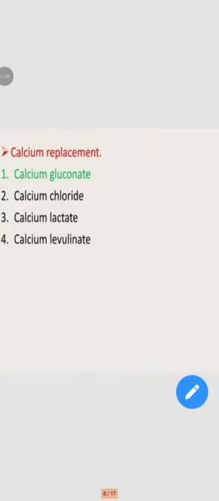Then the second method, calcium replacement. Calcium replacement methods are used as solutions. First one is calcium gluconate. Second one is calcium chloride. Third one is calcium lactate. Then fourth one is calcium levulinate.